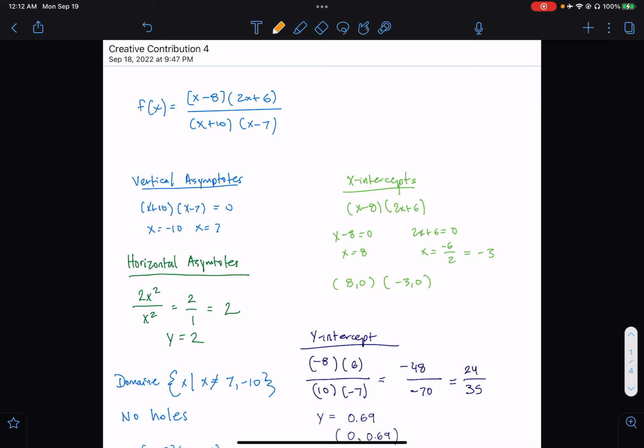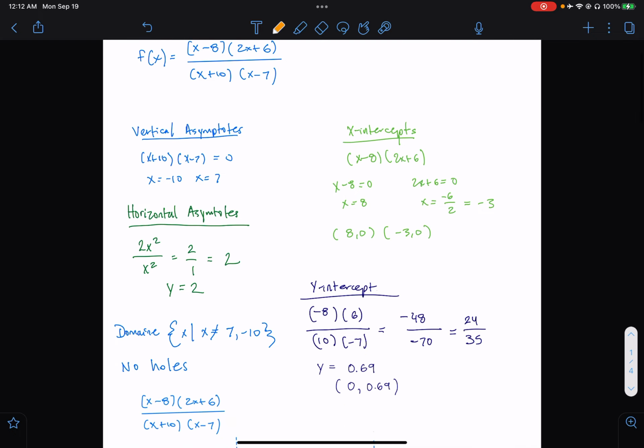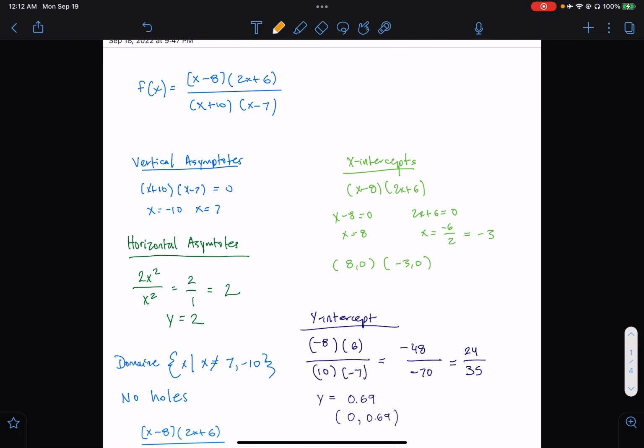So right off the bat, you know what, I'll touch on that information in just a little bit here. After finding the vertical asymptotes, I found the horizontal asymptote. I basically looked at the coefficient with the highest degree in both the numerator and the denominator, and this is what I got: 2x squared over x squared, and then I took the ratio from that and got 2 over 1, which gave me the equation y equals 2.